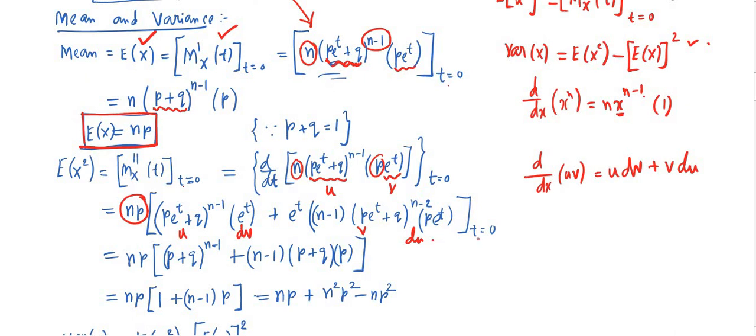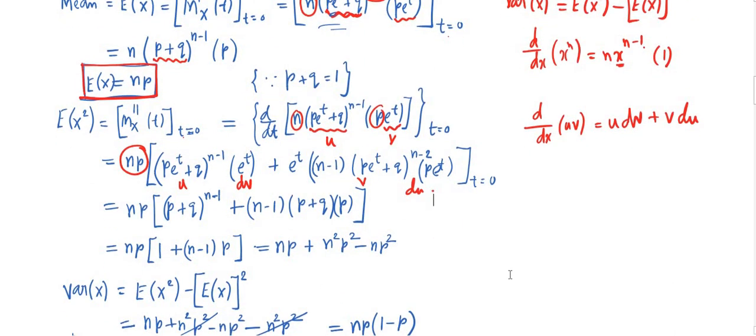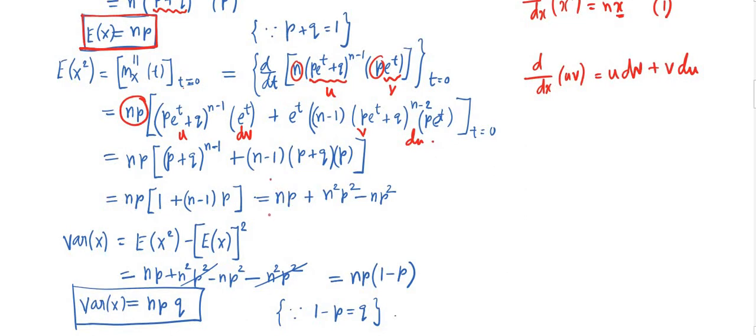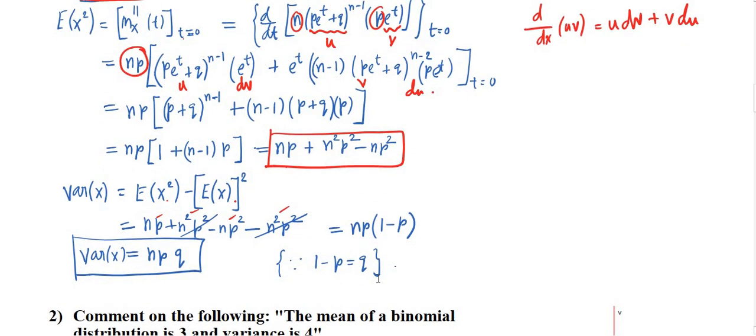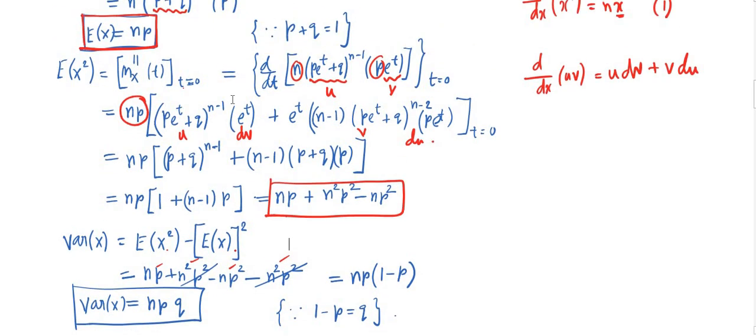When you simplify and apply t equal to 0, you will get np plus n^2 p^2 minus np^2. We know the formula for variance, that is E of x square minus E of x whole square, which means np plus n^2 p^2 minus np^2 minus n^2 p^2. We can cancel n^2 p^2 with n^2 p^2. So you will get np into (1 minus p). We know that 1 minus p is q, because p plus q is equal to 1, that we already assumed. Hence, the variance value is npq.